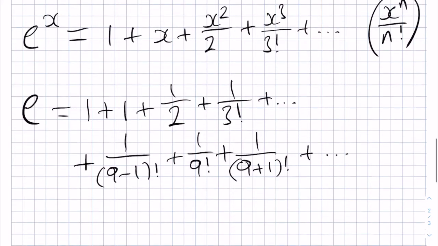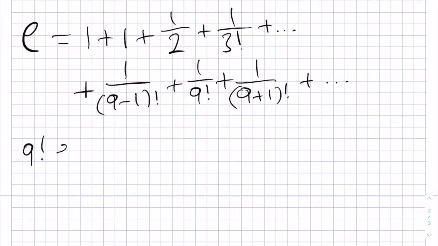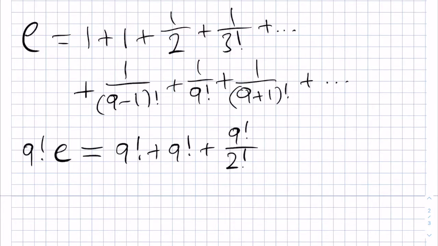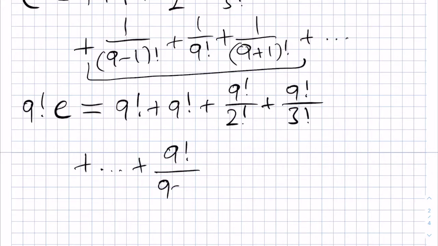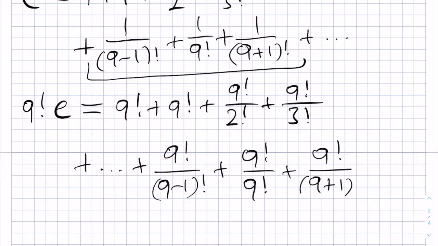Now, if we multiply by q factorial to both sides, then we will have q factorial for the first one, then q factorial for the second one, then q factorial over 2 factorial, plus q factorial over 3 factorial, and then so on, all the way up to these terms here, which give us q factorial over q minus 1 factorial, plus q factorial over q factorial, plus q factorial over q plus 1 factorial, and so on to infinity.